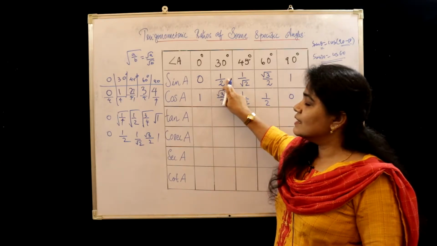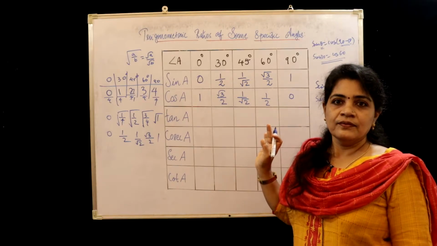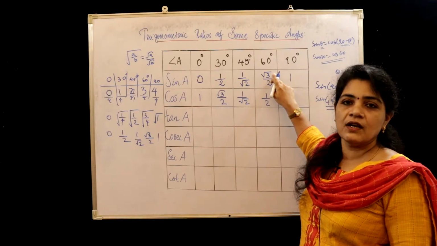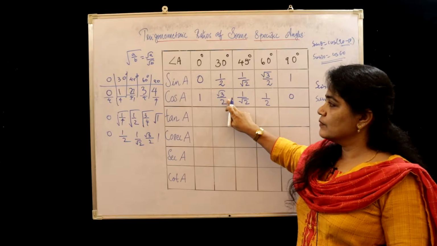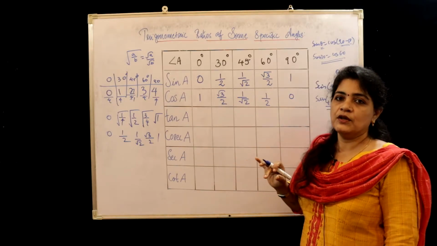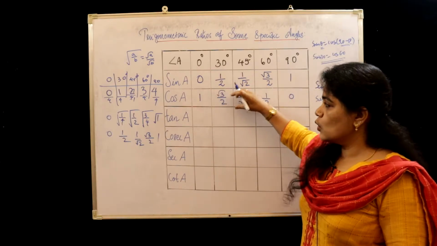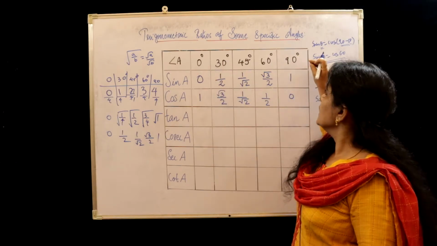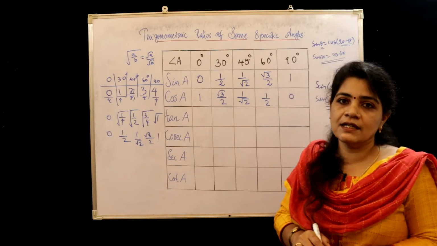See, sin 30 is 1 by 2. What is cos 60? 1 by 2. The same way, see, sin 60 equal to cos of 90 minus 60, which is cos 30. Just applying the complementary relation. So we now have the values of sin A and cos A when A takes the value from 0 to 90. We are writing only the specific angles, only 5 measurements we are discussing in this year.